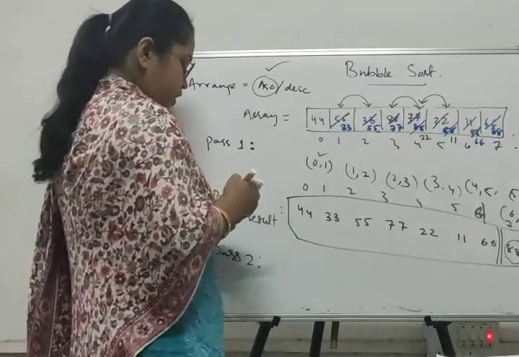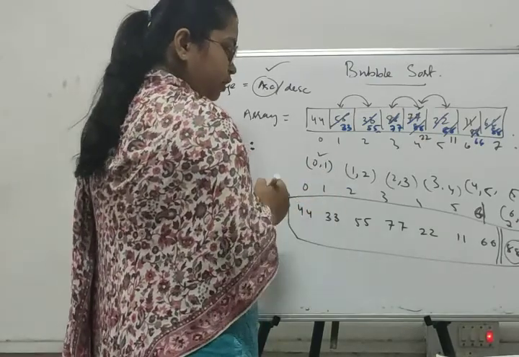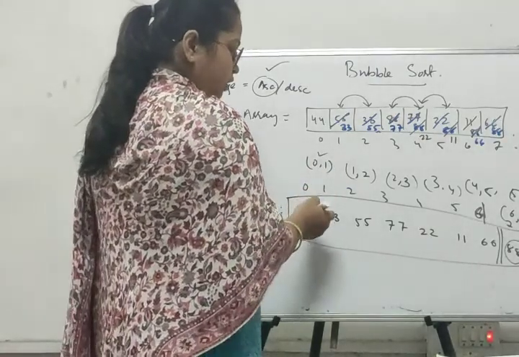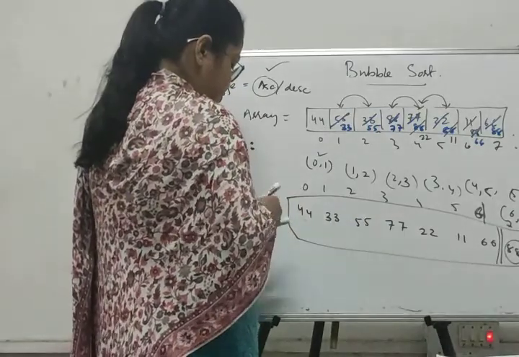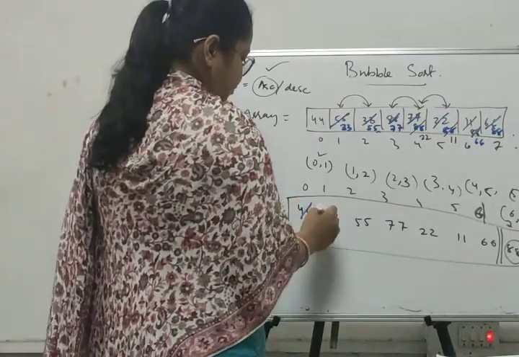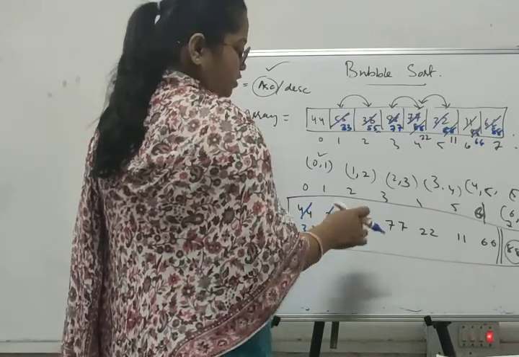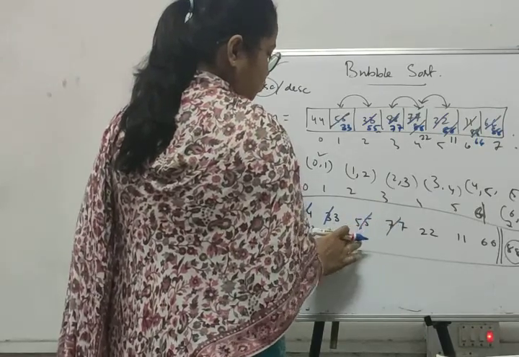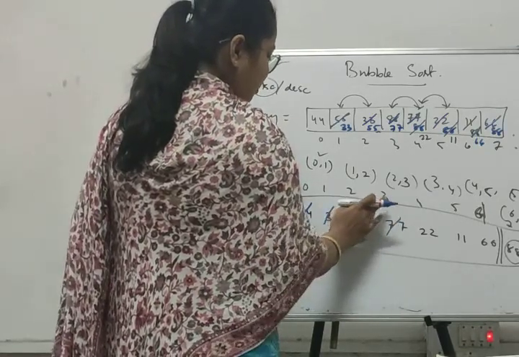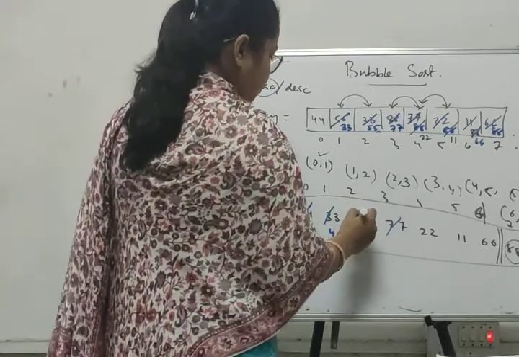If we continue with pass 2, I'm directly doing it. I hope you are getting the drill. 44, 33 is a swap, isn't it? Because 44 must be after. So this is a conflicting pair, so let's swap it. 33, 44. Again 44, 55, it's fine. 55, 77 is okay.